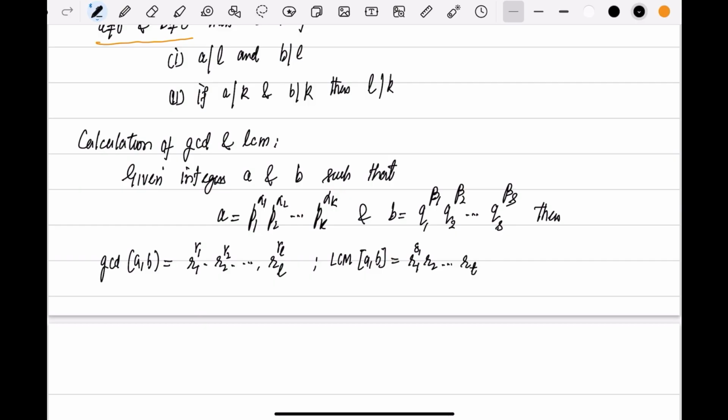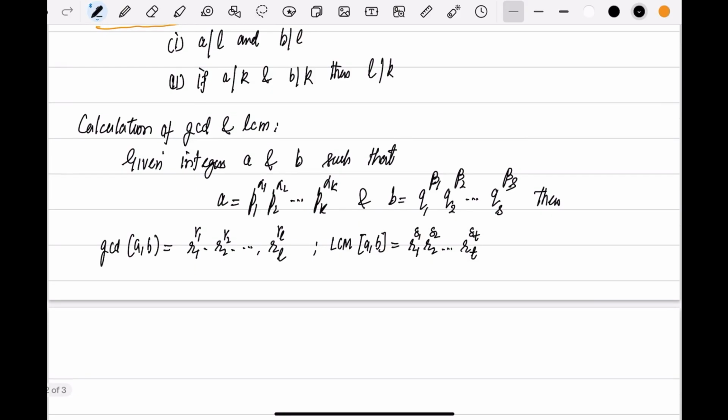But if it appears in both A and B, then we have to pick up the largest power of R1. Similarly for R2, suppose the largest power is delta 2, and for RT the largest power is delta t. Then this product will be the LCM of A and B.